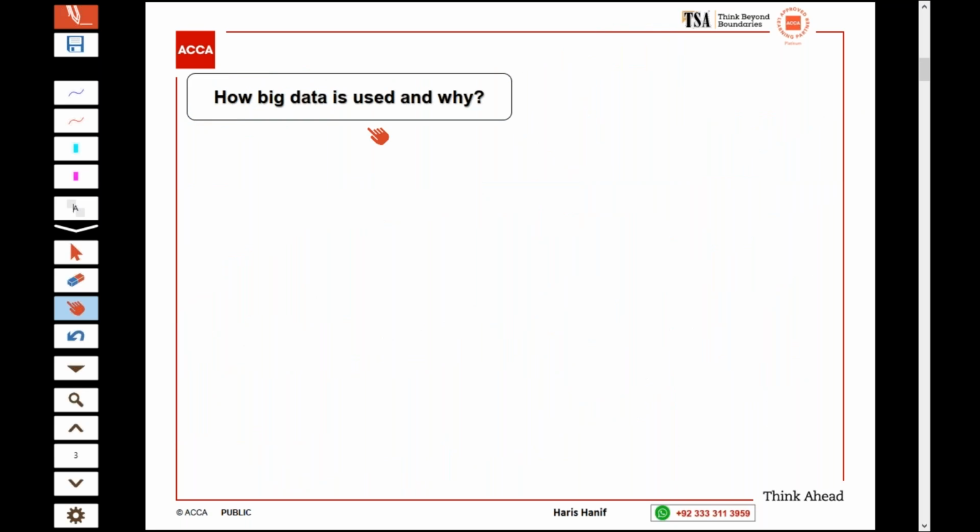Now, how is big data used and why? The answer is, how will you use your big data? And why do you use your big data? Why are you using the big data?